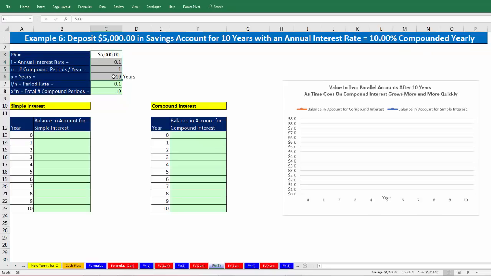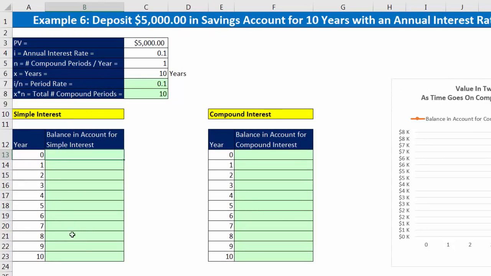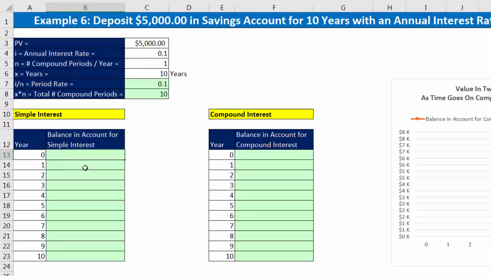I've entered all of our variables, and I calculated period rate and total number of compounding periods. Now, I want one formula that I can create and copy down. And the goal of this formula is to tell us how much is in our savings account at each period. Year 0, 1, 2, 3 for simple interest, and then do the same thing over here for compound interest. But I'm going to first kind of cheat and just start. Let's see if I can calculate the interest and copy it down.